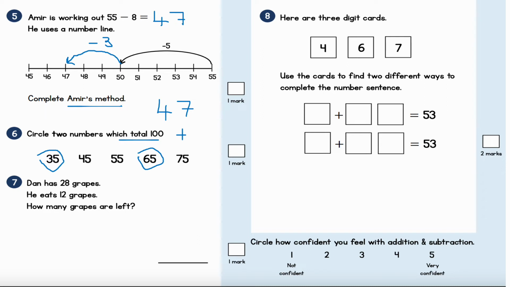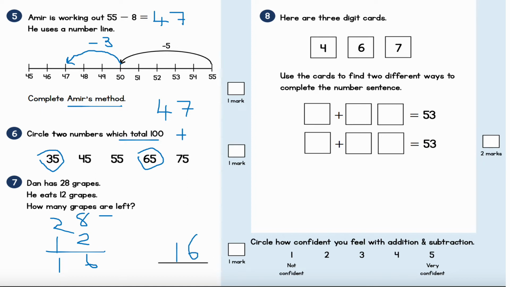This is question number 7. Dan has 28 grapes. He eats 12 of them. How many are left? Well, if I do 28, take away 12. 8 take away 2 is 6, and 2 take away 1 is 1. So there are 16 grapes that are left.